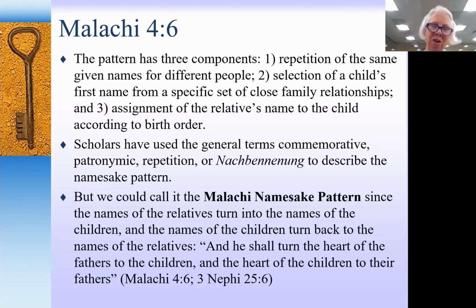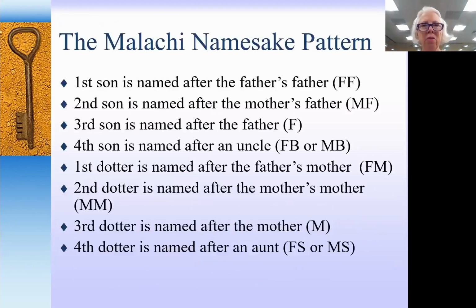He shall turn the heart of the fathers or parents to the children, and the hearts of the children to their fathers or parents. So again, to reiterate, the Malachi naming pattern is the first son is named after the father's father, which can be abbreviated FF. The second son is named after the mother's father, MF. The third son is named after the father, F. The fourth son is named after an uncle, FB or MB, father's brother or mother's brother.